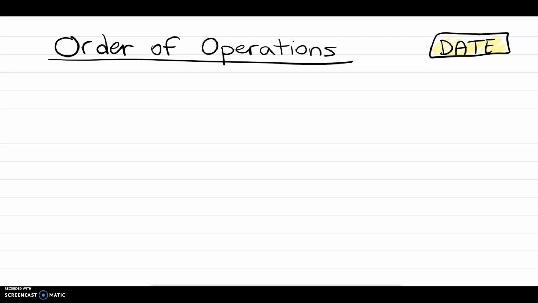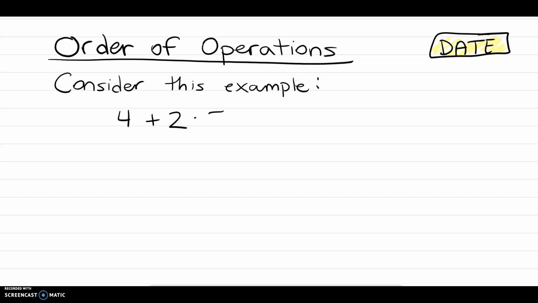All right, so let's consider this example. We'll have 4 plus 2 times 5. So depending on how you do this problem, you might get two different answers. Let's look at the ways that people might do this problem.